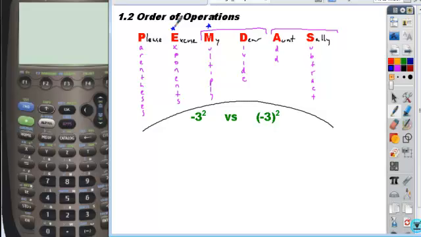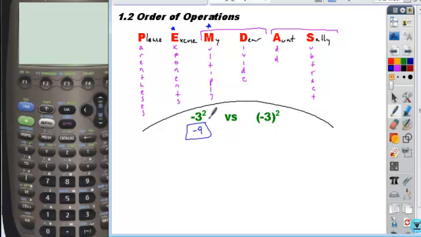So which one comes first? In this first example, you square it first. Exponents comes before multiplying. So you get 9. And then the multiply by a negative comes next. So you get a value of -9 when you evaluate or simplify -3 squared.